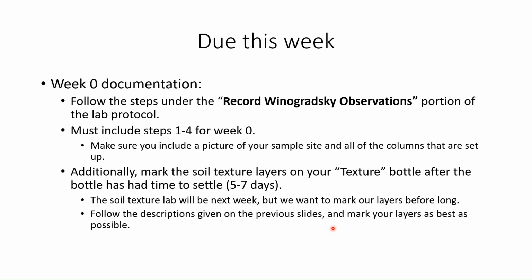Follow the descriptions on the previous slides for how I described to tell the difference between those different layers, and do your best job possible. It might not be perfect. Maybe you're not going to find the exact moment where sand becomes silt. It's a gradient there. But follow those directions where you're looking for big clumps, and then the silt is just very small little speckles like black pepper, as I described. Then you can set that texture bottle aside and use it for your texture lab when we do that the next week.